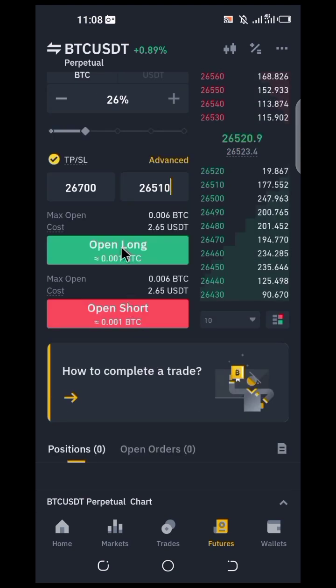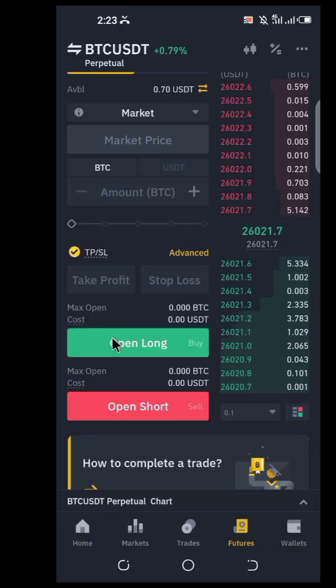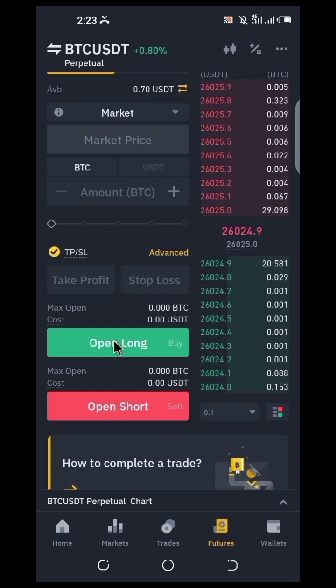Okay, so the next thing is the open long and then the open short. Open long in the Binance futures trading platform means you are predicting that the market will go up, and open short simply means you are predicting that the market will go down. So when you are opening long, it means you are buying, and when you are opening short, it means you are selling. So basically that's the meaning of open long and open short.